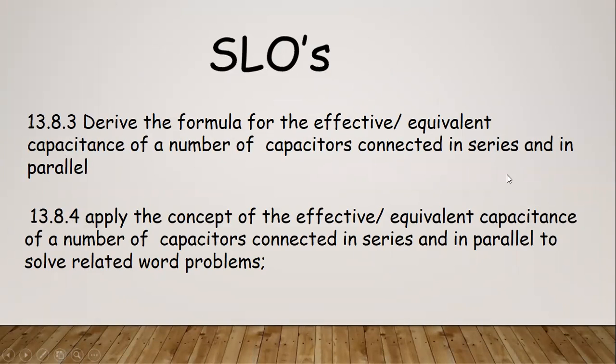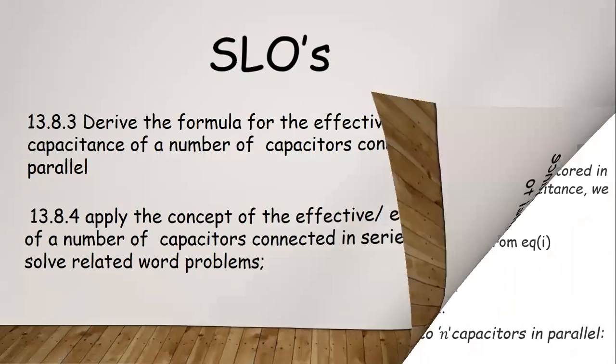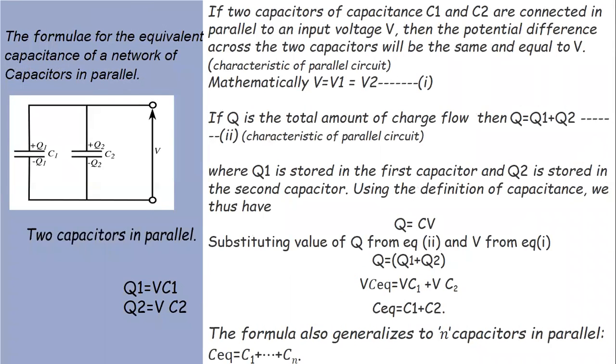For this, we are going to derive the formula for the equivalent capacitance of a number of capacitors connected in series and in parallel. Second, we will apply the concept of effective capacitance for a number of capacitors connected in series and in parallel to solve related word problems. But first we are going to derive the formula for the equivalent parallel network and the series network.